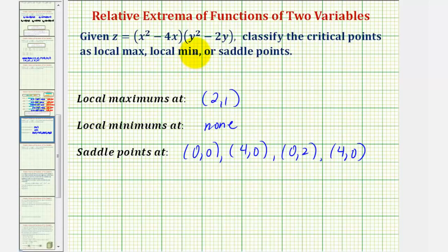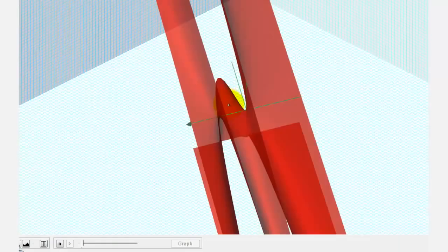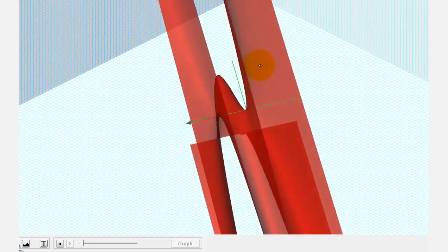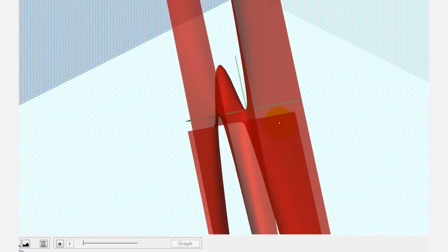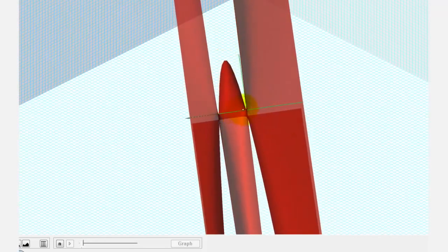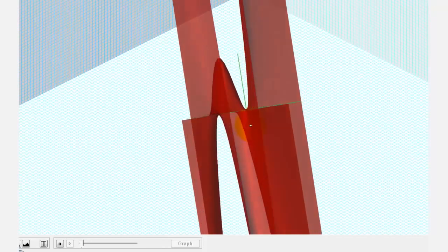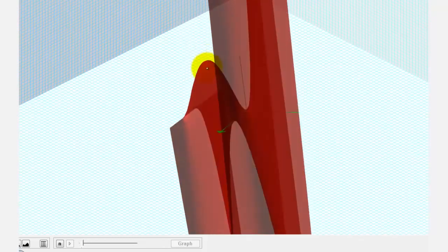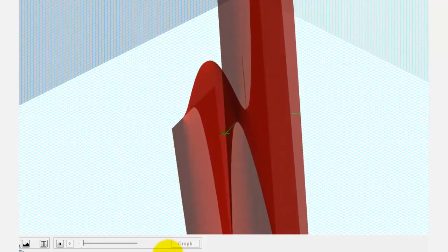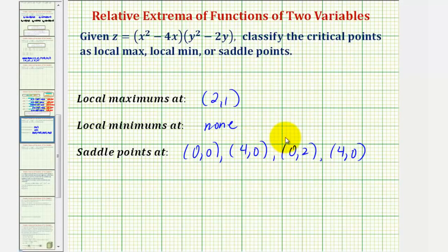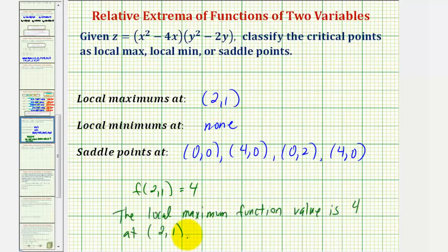Let's finish by looking at the surface in 3D. It's a fairly complicated surface, but one thing we should be able to see is this high point over here, which is the local maximum. We can also see there are several saddle points. If we wanted to find this relative maximum function value, we would have to evaluate the function at the point 2, 1. It doesn't ask us to do this, but I do want to point out that f of 2, 1 is equal to positive 4, so the local maximum value is 4 at the location of 2, 1.